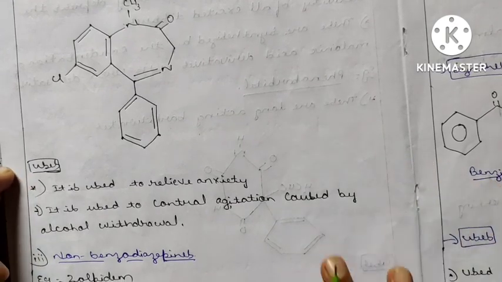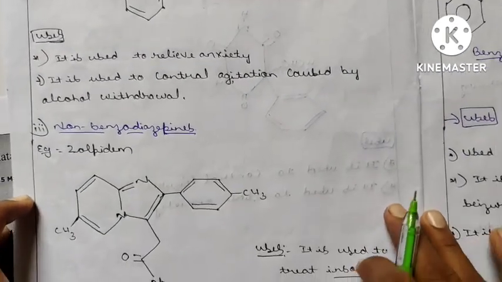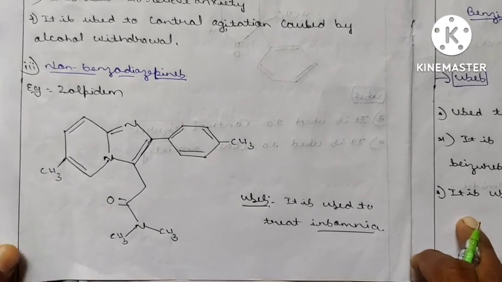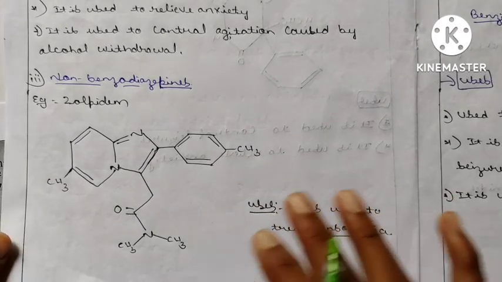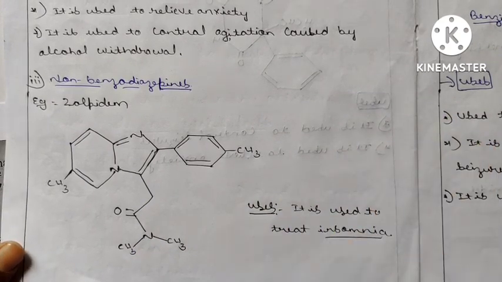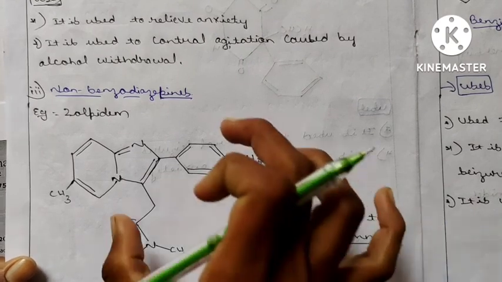Non-benzodiazepines: zolpidem is one of the best examples. It is used to treat insomnia, meaning sleeplessness. Those patients who do not sleep at night, to treat them we give this one. Simply in your words. This is the structure of zolpidem.